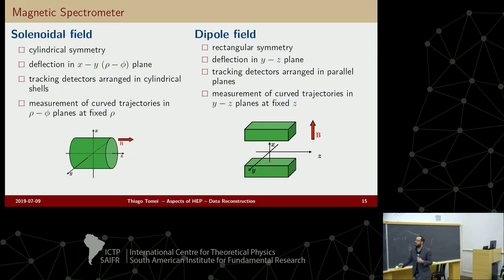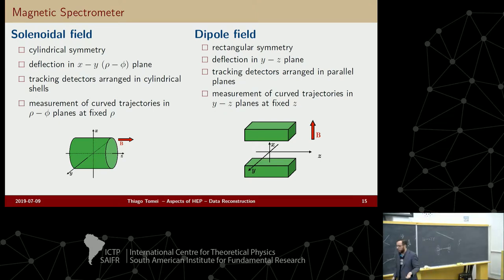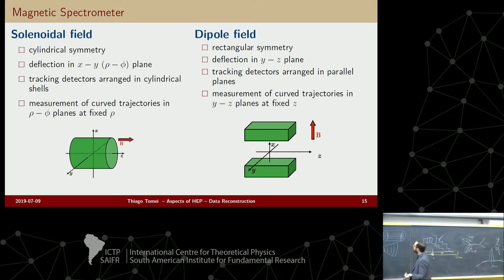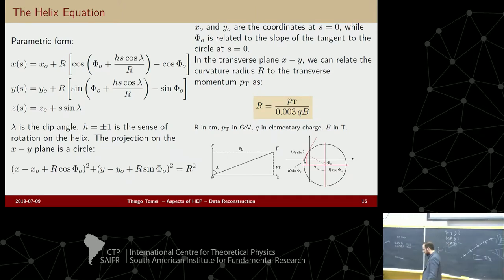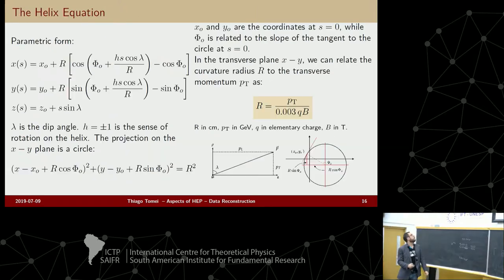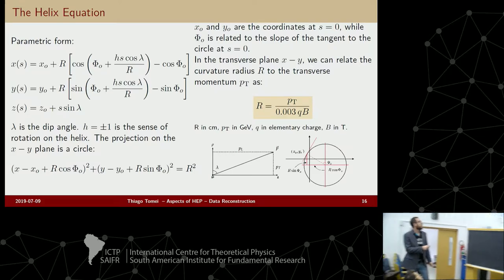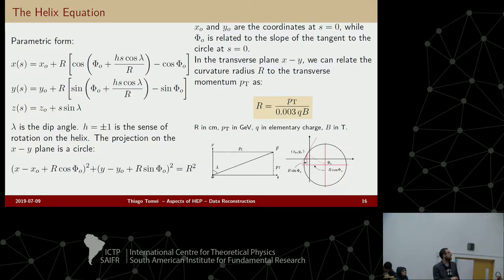Here, in solenoidal, there is no choice. You really have to fit helixes. Here is how you parameterize a helix. Lambda is the dip angle, which is this angle here, and this is Z. Here I put rho, but it's really the rho-phi plane. H is just whether it's spinning clockwise or counterclockwise. And of course, if we project onto this plane here, it's a circle.